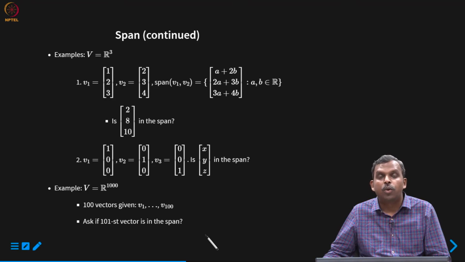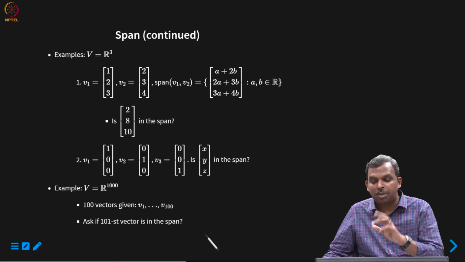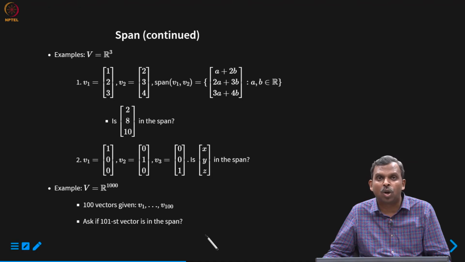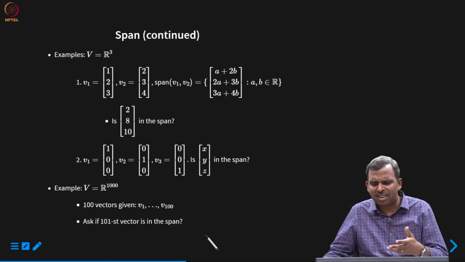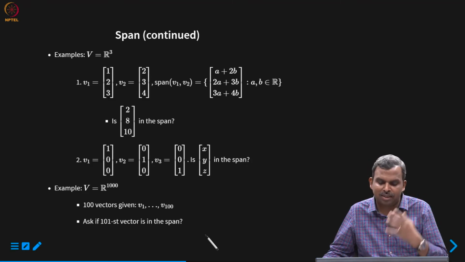Okay, how do you answer this question? You can set up some equations and see if something is possible or not, right? So you can try to do that. So some equation solving is involved, and it's not very clear. It's not immediate. It's not obvious, right?